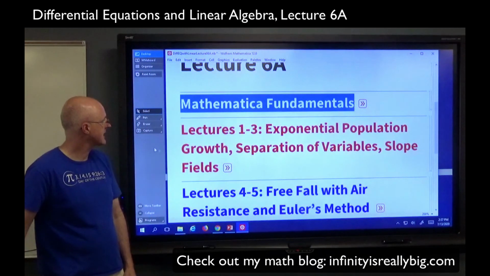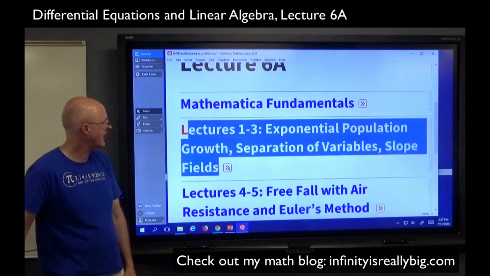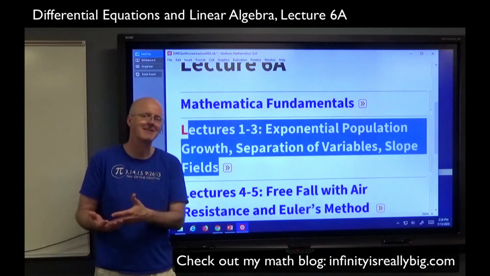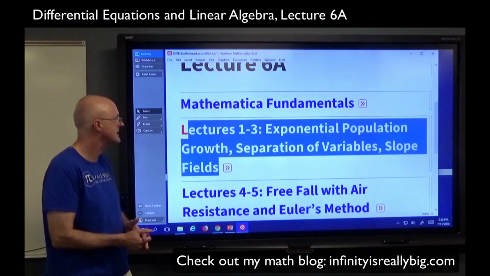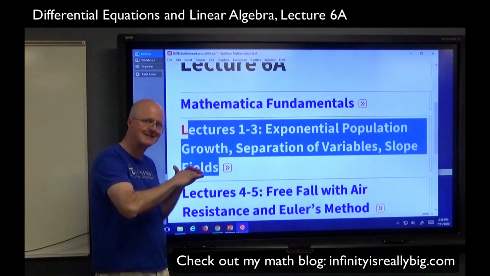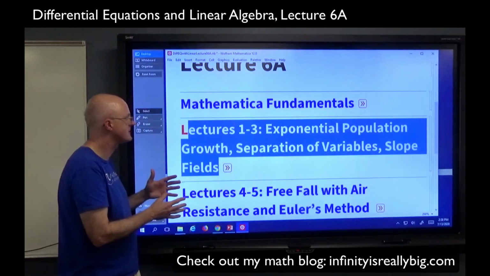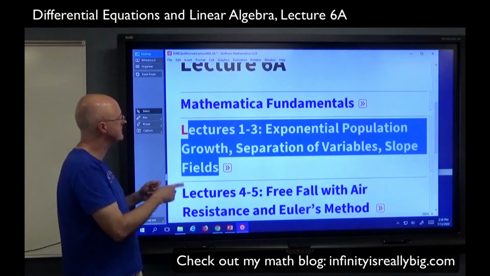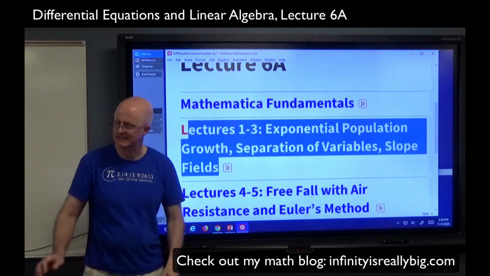The next section is labeled Lectures 1 through 3: Exponential Population Growth, Separation of Variables, and Slope Fields. That was the main math content from those lectures. Separation of variables is a by-hand technique, so Mathematica is not going to actually do separation of variables, though it will solve differential equations symbolically. But we will review some models and slope fields in this section.